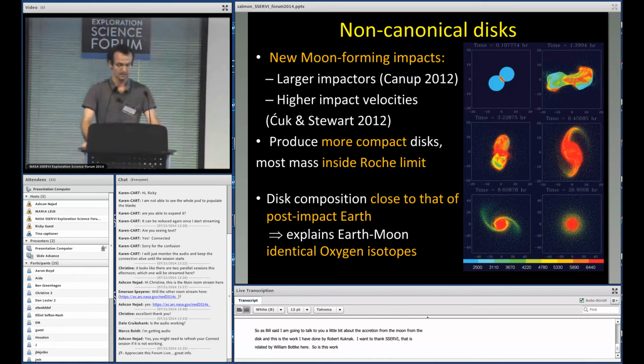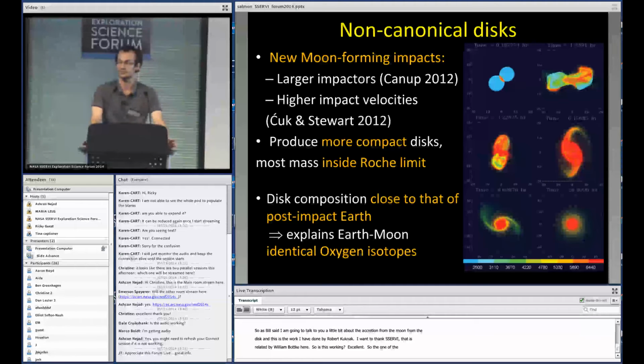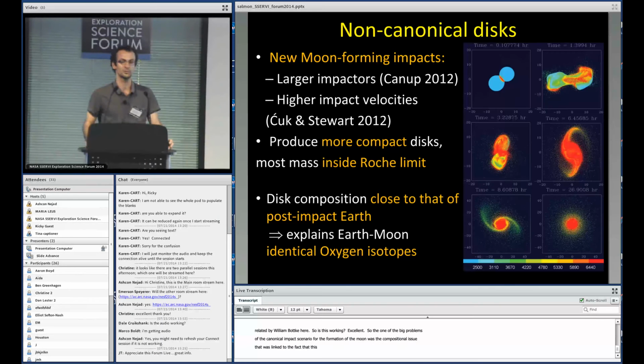Excellent. So, one of the big problems of the canonical impact scenario for the formation of the moon was the compositional issue that was linked to the fact that this kind of impact forms a disk that is composed primarily of impactor material, so that the moon should resemble more the impactor than the Earth.